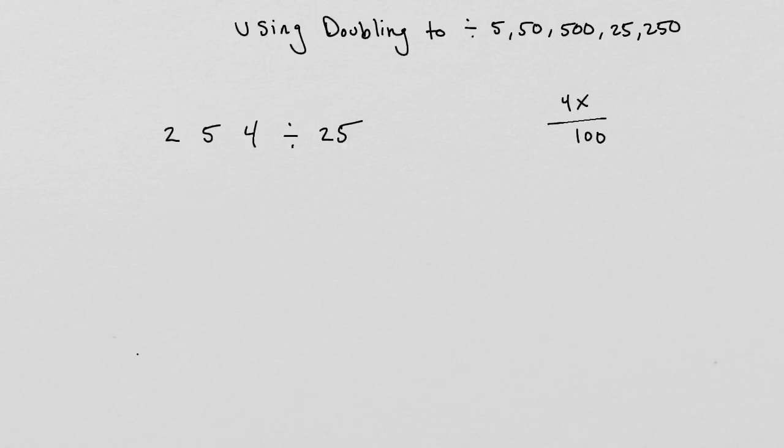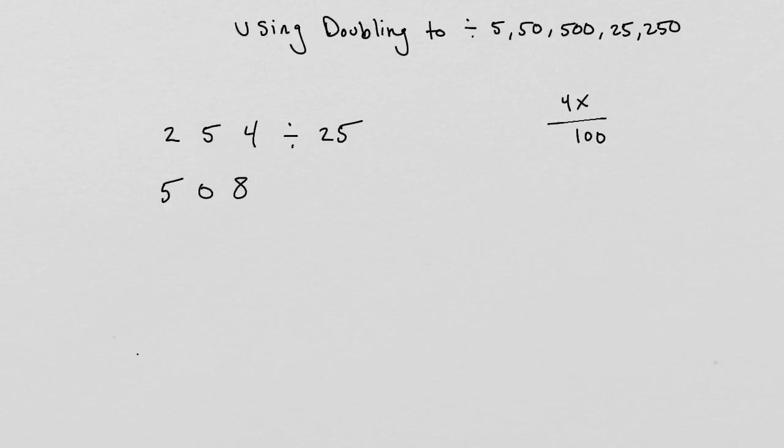Okay, 254 divided by 25. So we're going to double it once. 2 times 2 is 4. You look at the next digit over, that's a group 2, so we know we need to carry. So instead of writing 4, we write the next number up, 5. 2 times 5 is 10. We look at the next digit over and see we don't need to carry, so I can go ahead and write that 0 down. And then 4 times 2 is 8.